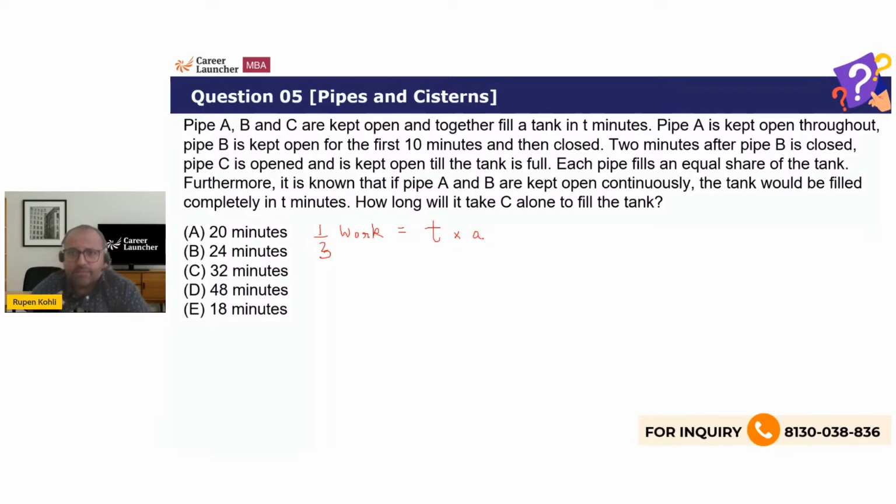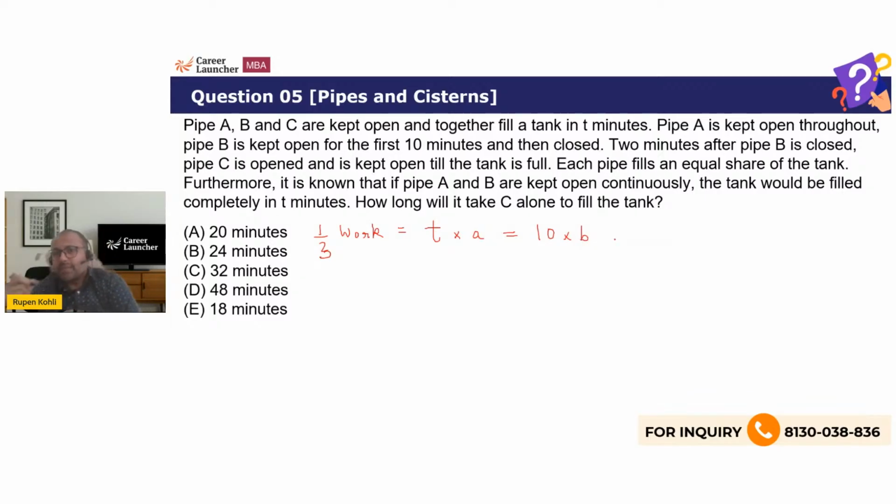It is the efficiency or the work rate for pipe A. Work is rate into time. So 1/3 of the work is rate into time. Time of T minutes, pipe A is kept open throughout for the T minutes into rate, right? Likewise, this is also equal to pipe B, which is kept open just for the first 10 minutes. So there the time is simply 10 minutes. So this is 10 into b.